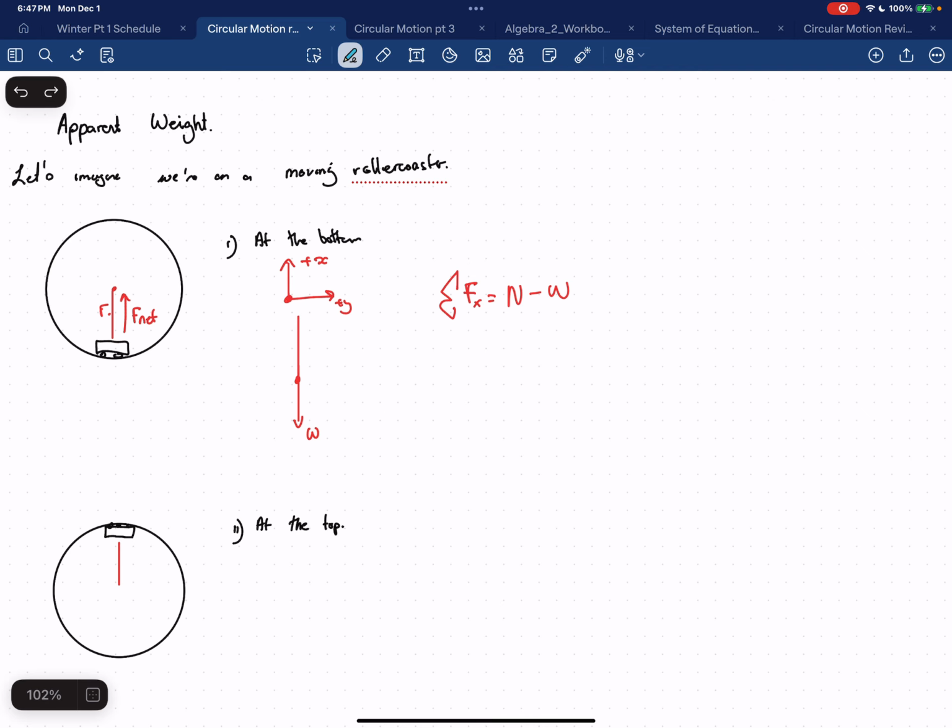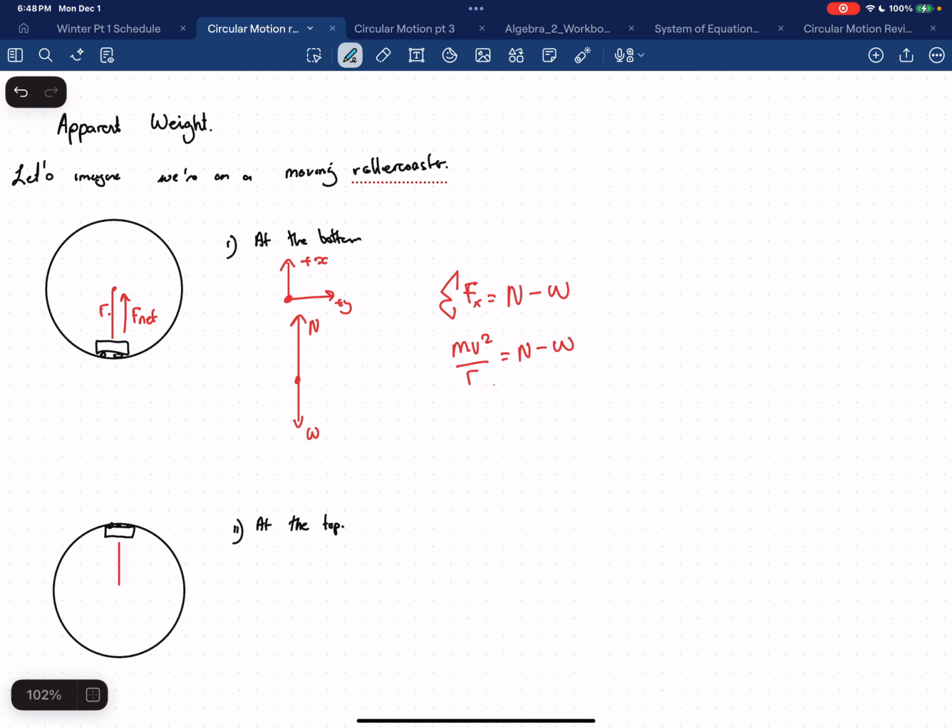And this is because we are moving in a circular path, and hence there has to be a net force pointing towards the center of the circle. So if I keep going, I know I have an acceleration here, so my F of x is going to be mac, and mac is just mv squared over r.